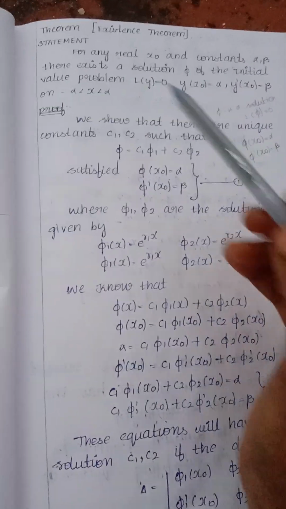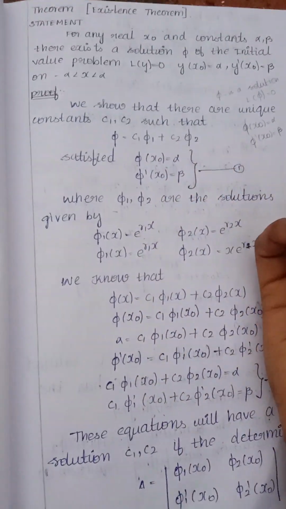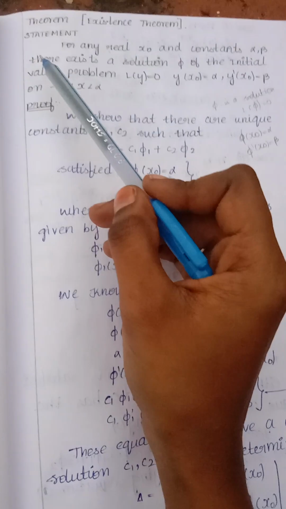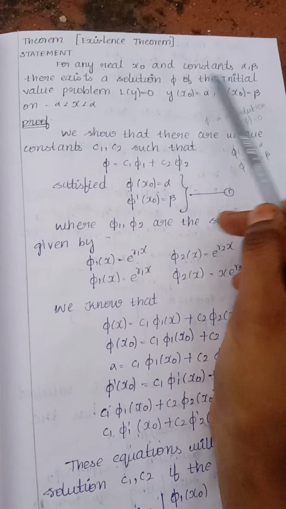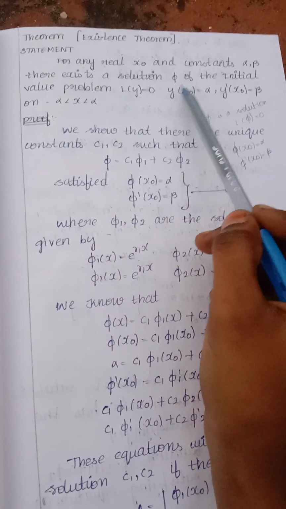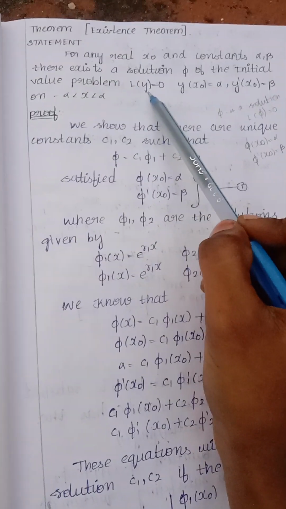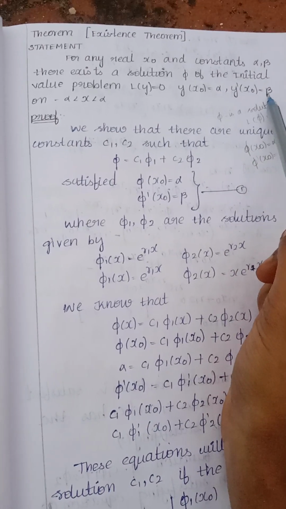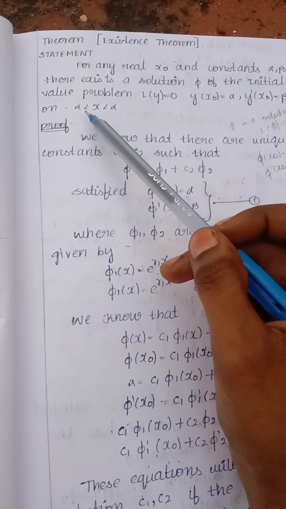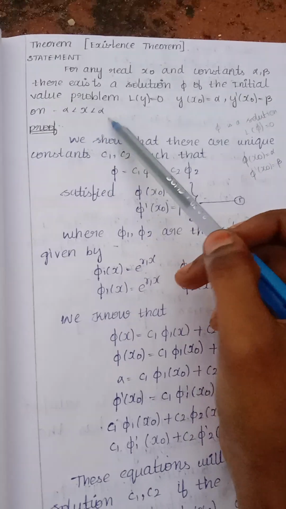Today we are going to see about the existence theorem in ordinary differential equations. The statement is: for any real x naught and constants alpha, beta, there exists a solution phi of the initial value problem L of y equal to 0, y of x naught equal to alpha, y dash of x naught equal to beta on minus alpha less than x less than alpha.